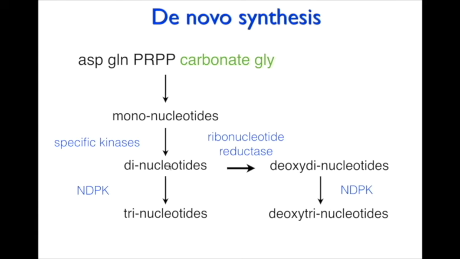We need to produce the deoxynucleotides, and that work is done by the enzyme ribonucleotide reductase. It catalyzes the conversion of dinucleotides to deoxydinucleotides, and it works on 4 of the 5 nucleotides. It works on all of them except for thymine dinucleotide. And once the dinucleotides are formed, NDPK converts them to trinucleotides.